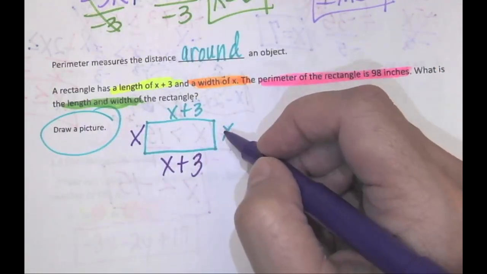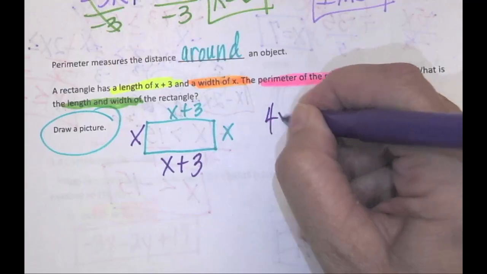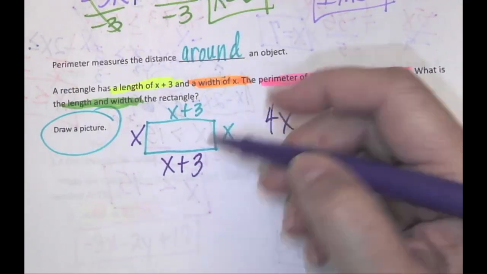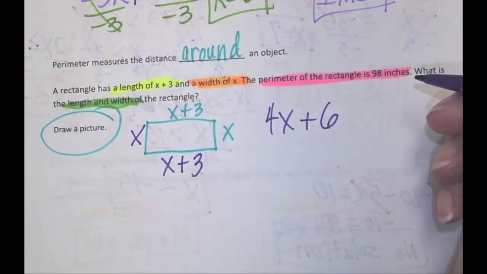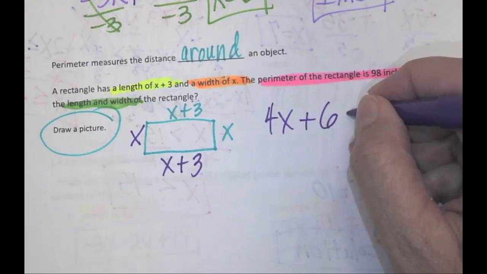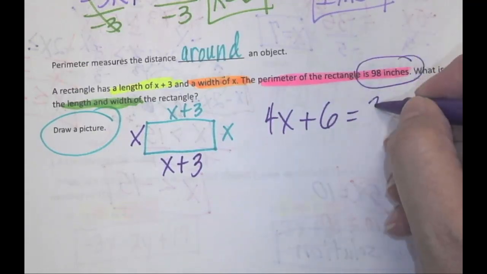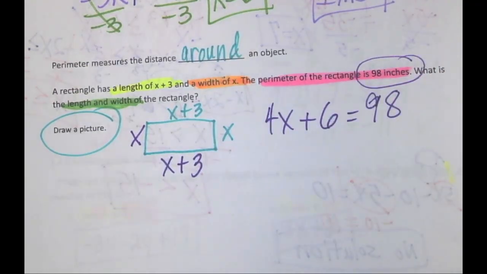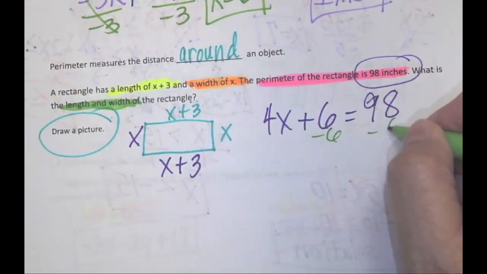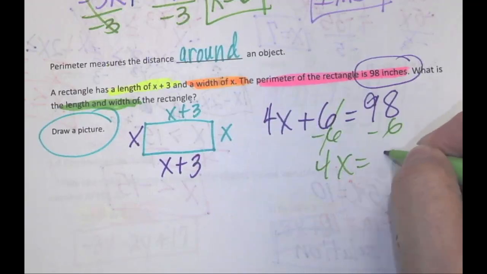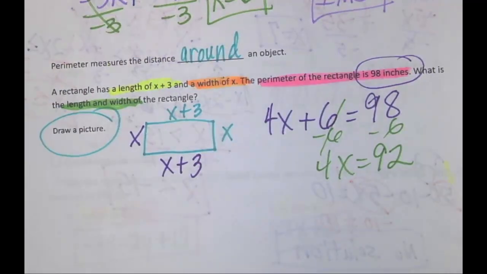How many x's are there? 1, 2, 3, 4. How many numbers? 3 and 3 makes 6. Okay, what did it tell me the perimeter is? 98. Now I just have a two-step equation to solve. So I take away the 6 and I divide by the 4.